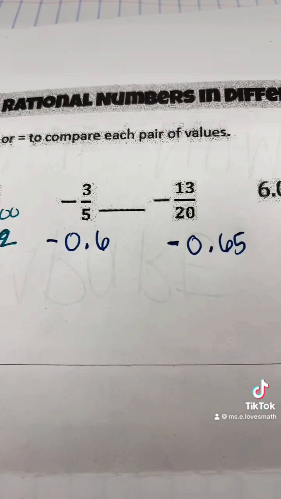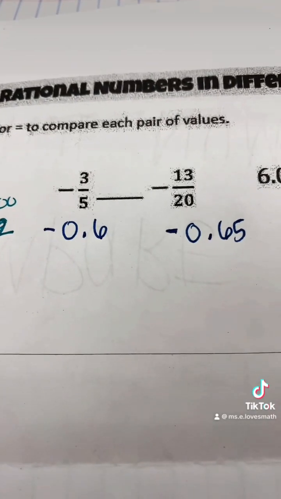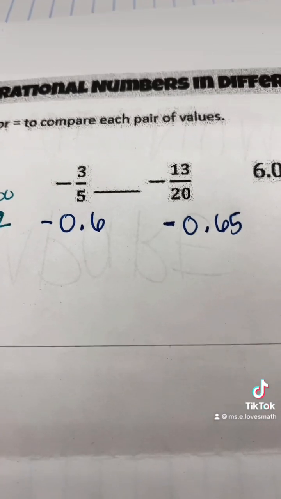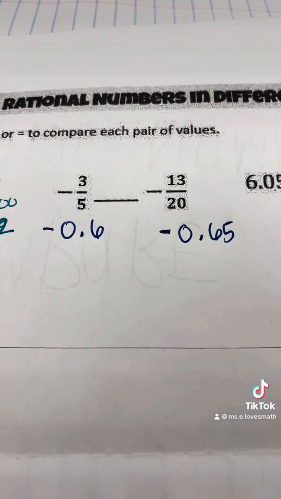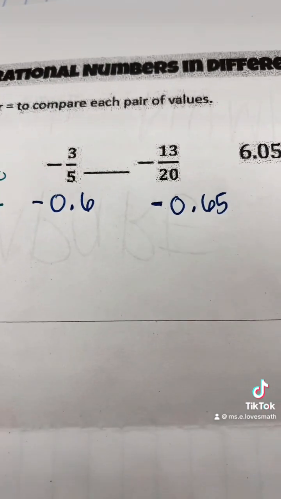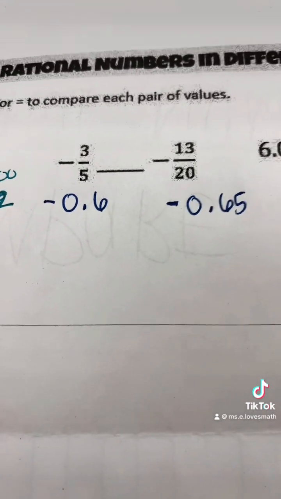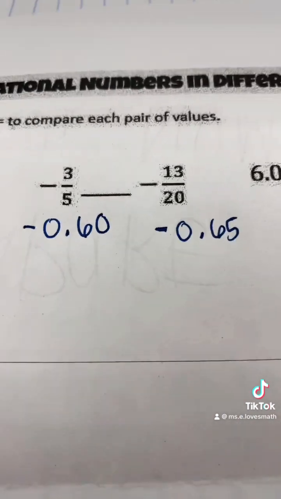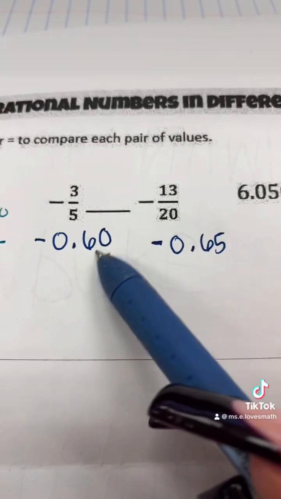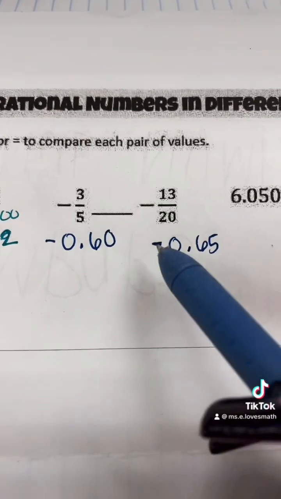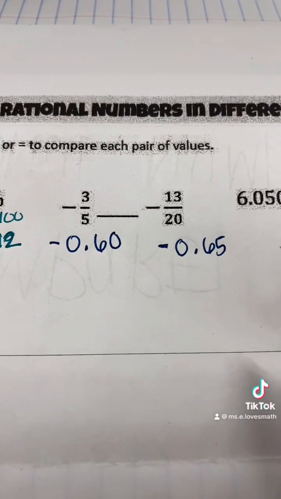For our next example, I've already turned both of our numbers into decimals. This time we have negative numbers. When you compare negative numbers and both of the numbers are negative, everything in the negative world is always the opposite of what's happening in the positive world. So if a number is bigger in the positive world, it's actually smaller in the negative world. Before I compare, I added my 0 here, so now I have negative 0.60 and negative 0.65.